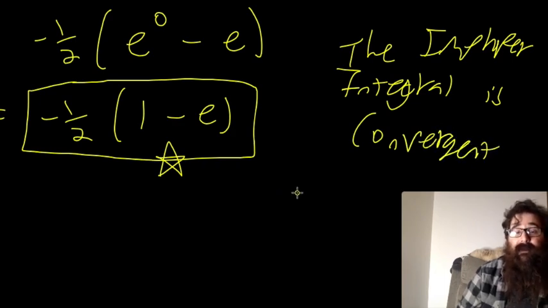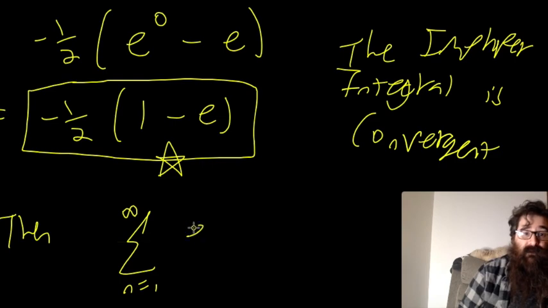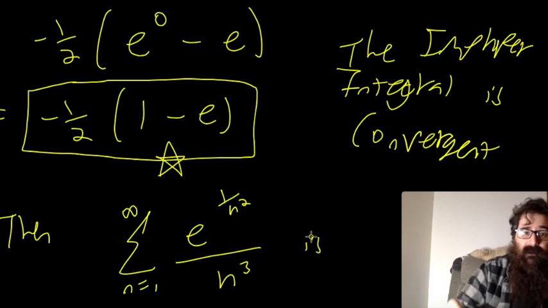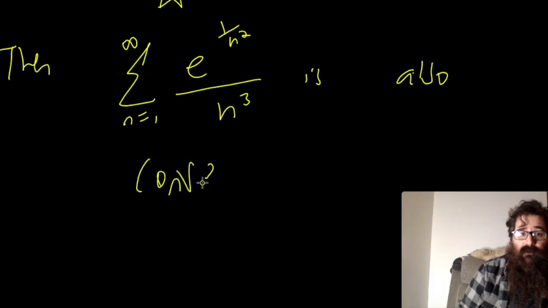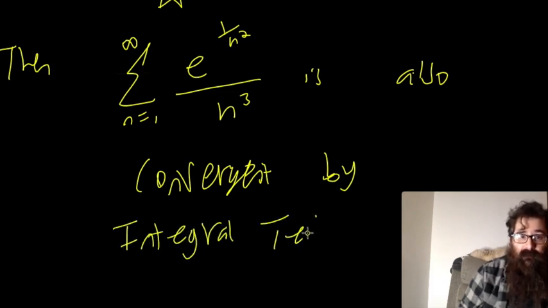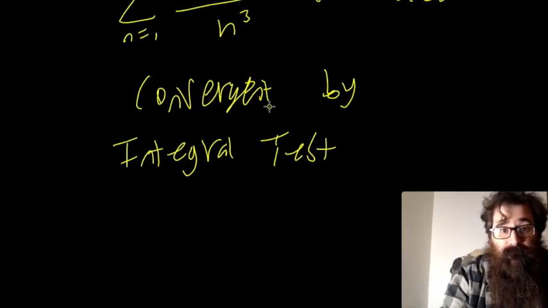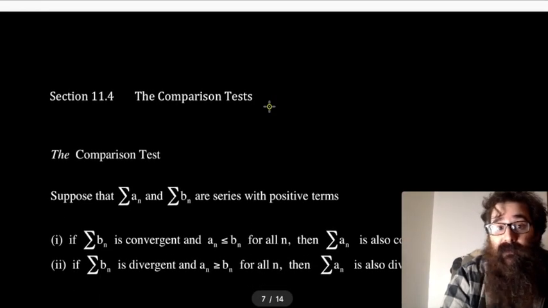So then the same result can be said of the series. So then the sum from n equals 1 to infinity of e to the 1 over n squared all divided by n cubed is also convergent by, and you can use hashtags, but I'm just going to write by integral test, whatever you like. But just make sure you're giving a shout out to the test that you're using. Integral test. There's some work that goes into it. It's not the fastest test, but I like it maybe even the most.